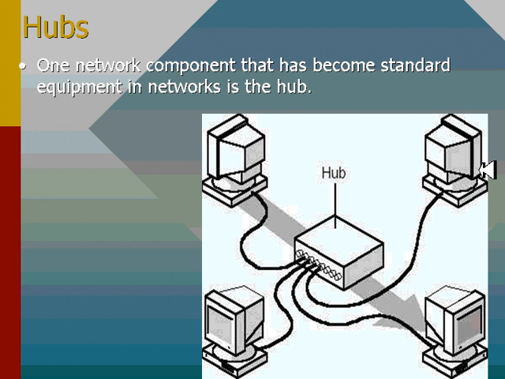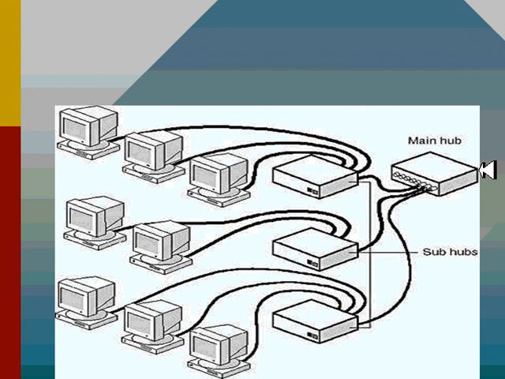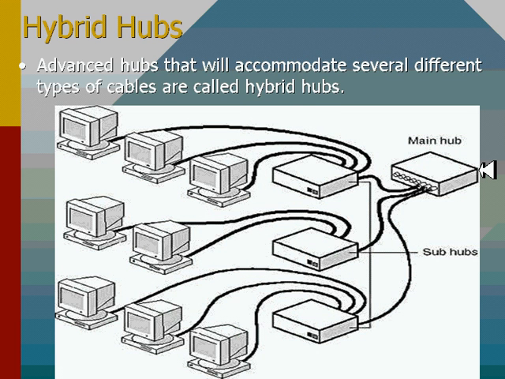Hubs. One network component that has become standard equipment in the network is a hub. Active hubs regenerate and retransmit signals in the same way as a repeater does. An active hub needs a power source. Passive hubs act as a connection point and do not amplify or regenerate the signal. Hybrid hubs: advanced hubs that will accommodate several different types of cables are called hybrid hubs.